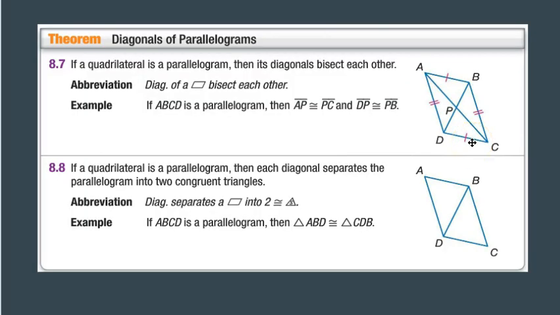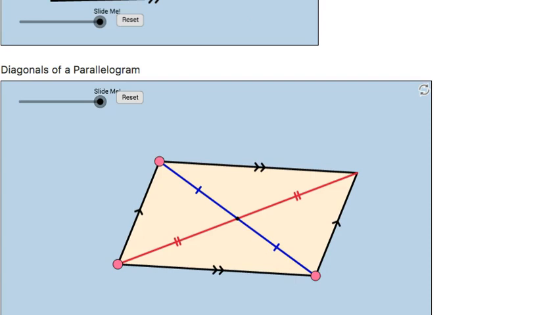If a quadrilateral is a parallelogram, then each diagonal separates the parallelogram into two congruent triangles, which we also saw here. We have this triangle, which is the same as this triangle.